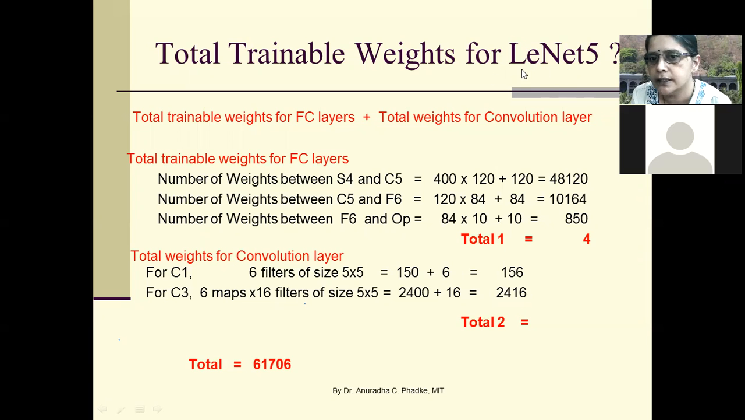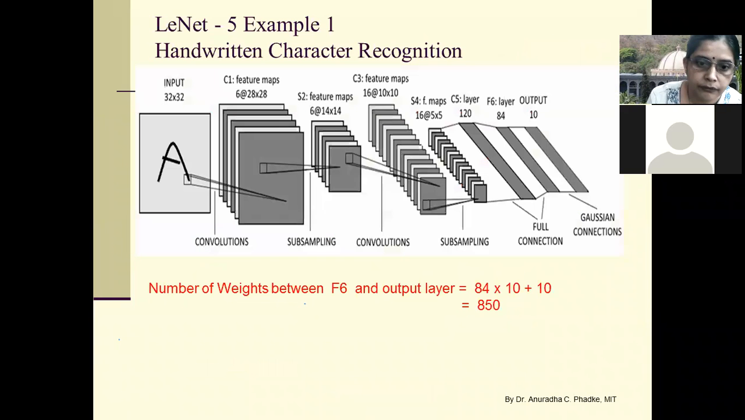Now, can anybody answer why this is known as LeNet5? Why not LeNet8, LeNet10 or LeNet1? Why is the name given as LeNet5? Can anybody guess from this diagram why it is known as LeNet5? 5 layers. See, the total number of layers is more than 5. 1, 2, 3, 4, 5, 6, 7. There are total 7 layers.